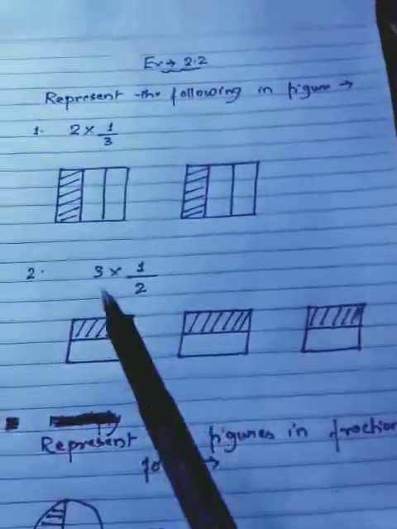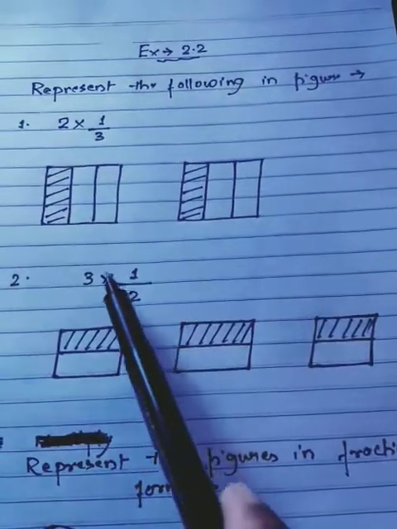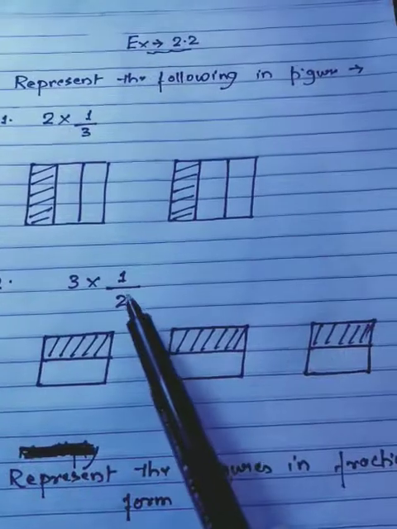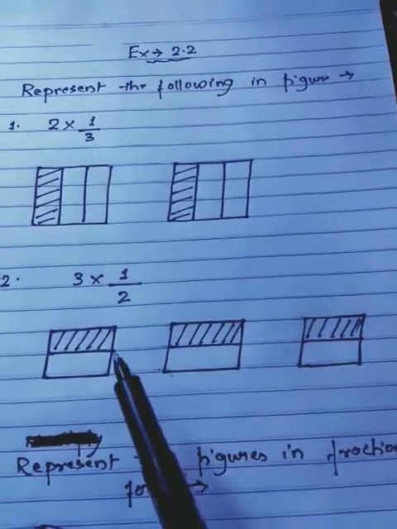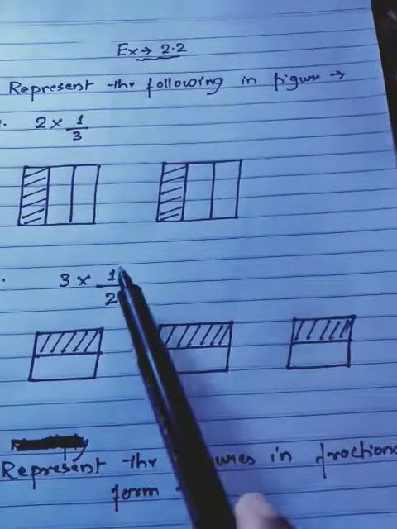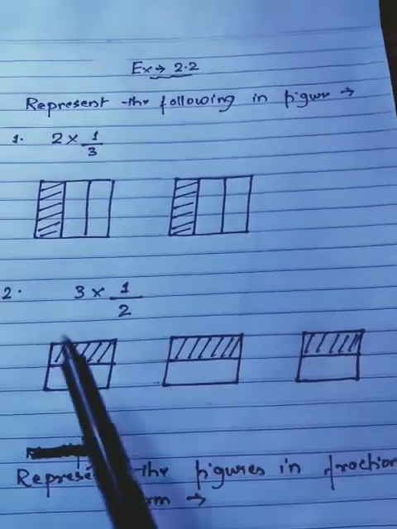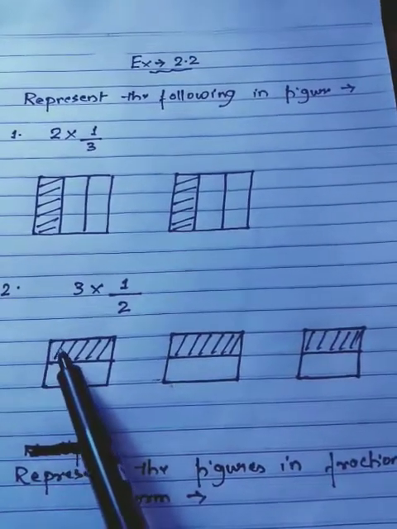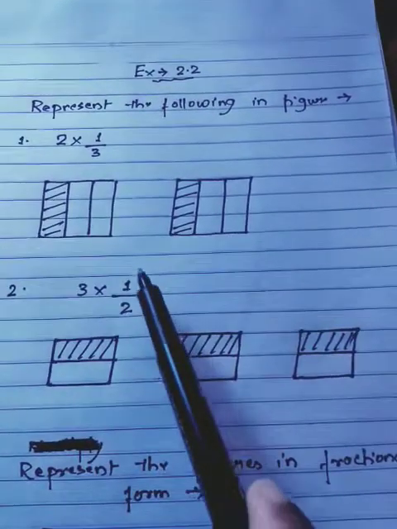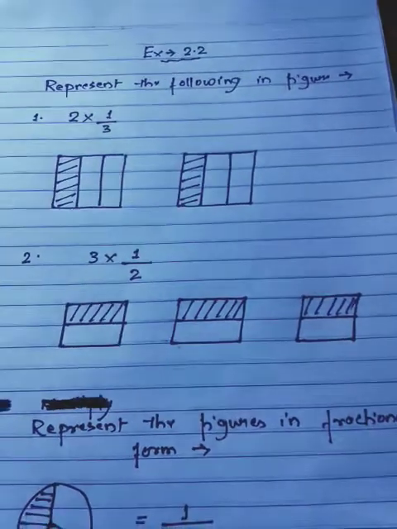Let's see another one. 3 into 1 by 2. So 3 represents what? Number of figures. See, 3 figures are there. 2 represents what? In each figure, how many divisions would be there? So 2, 1, 2, 1, 2, 1, 2. And this 1 represents what? How many parts would be shaded in each figure. That is 1. See? So this is how you represent this particular fractional form in figure form.